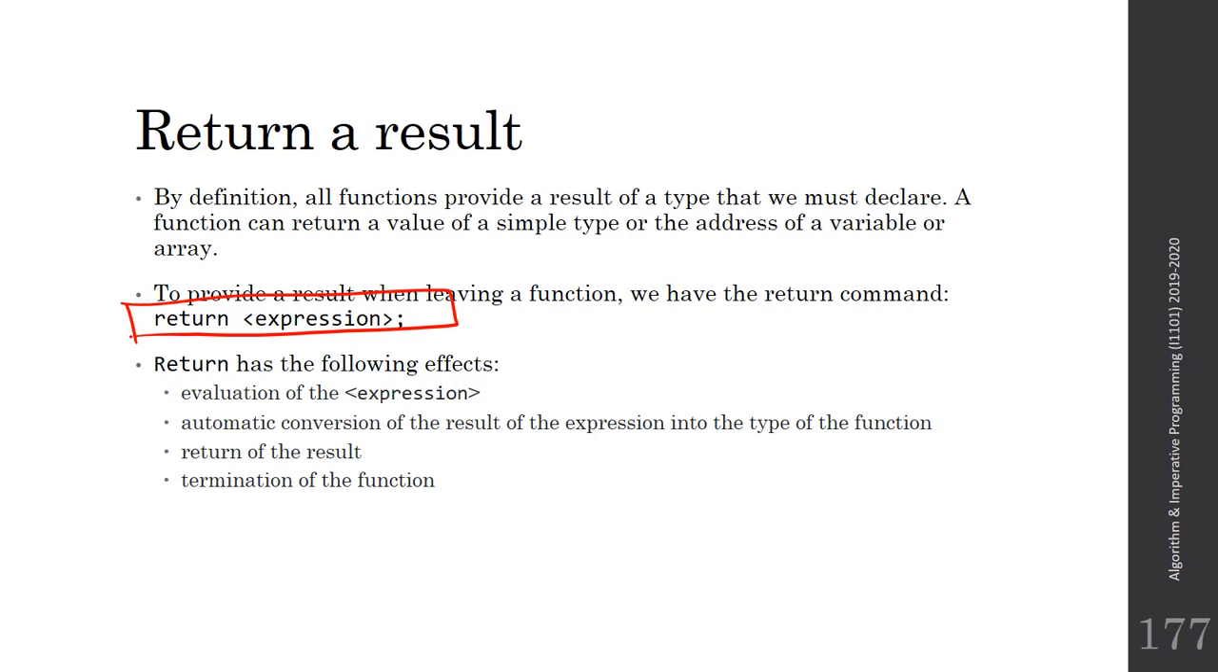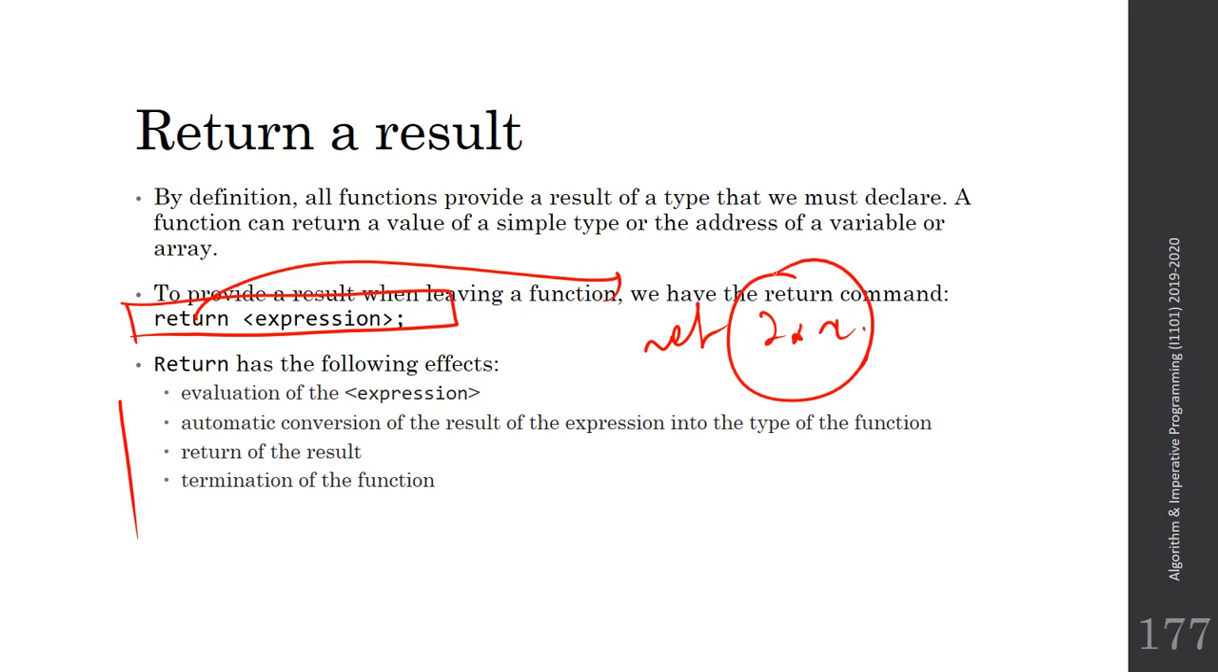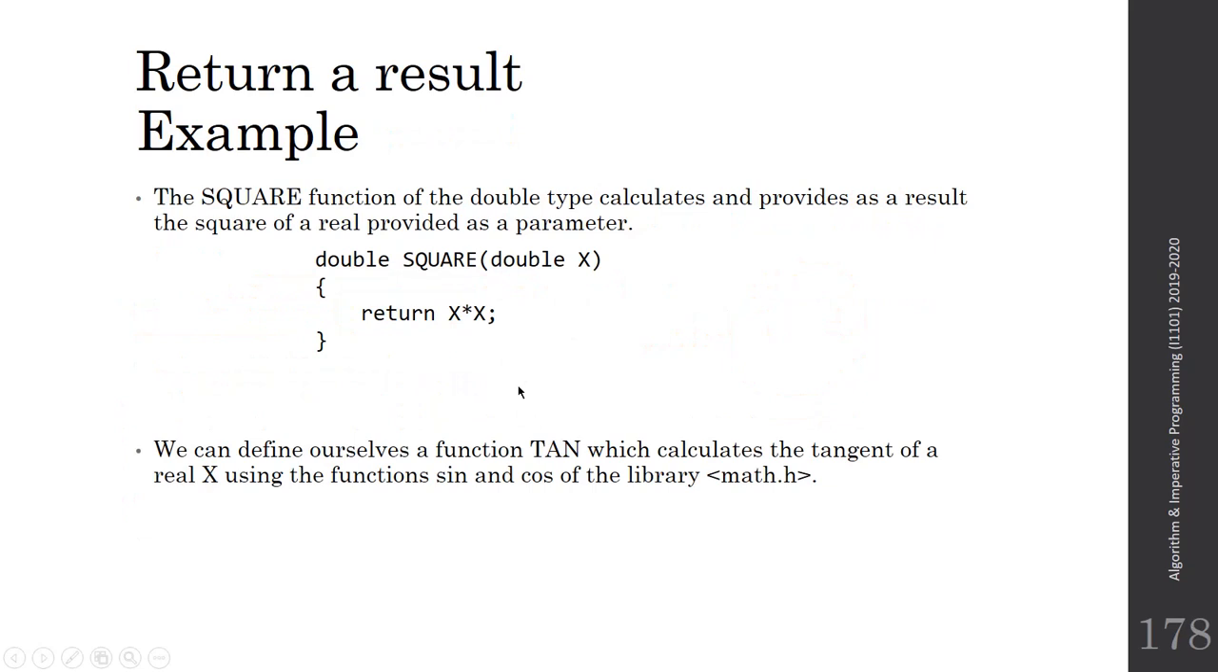So the return has the following effect. It evaluates the expression. For example, if I return 2 times x, it will evaluate 2 times x. If x contains 1, it will return 2. If it contains 0, it will return 0. It evaluates the expression first, and then it returns the value. There's also an automatic conversion. If x is an integer and the function type is float, it will promote 2 times x, which is 2, to 2.0 because it's of type float. It returns the result, and the function terminates. It will be erased from the memory.